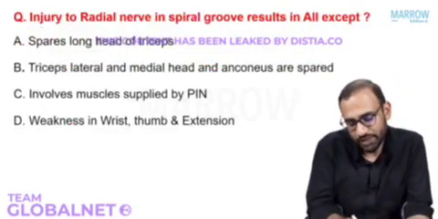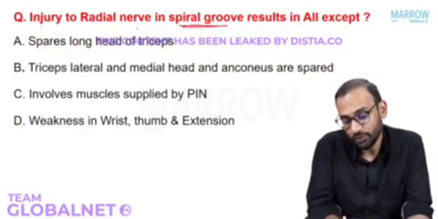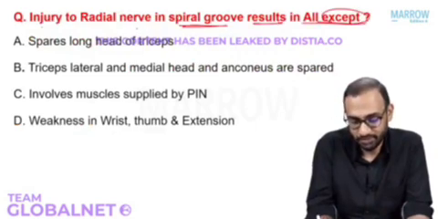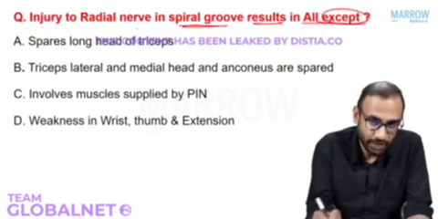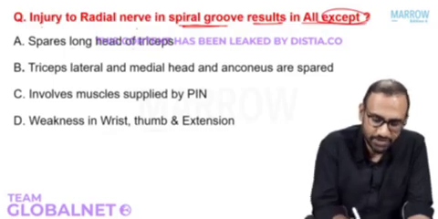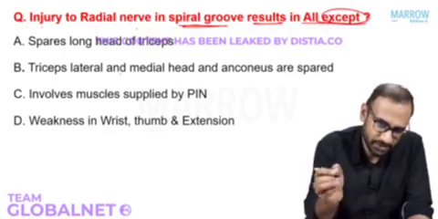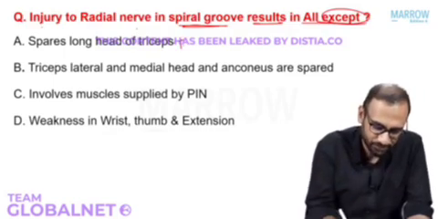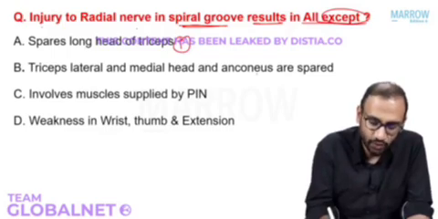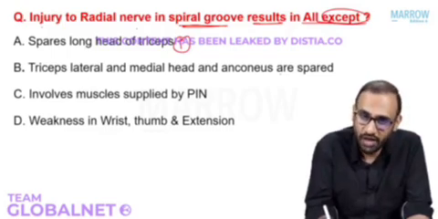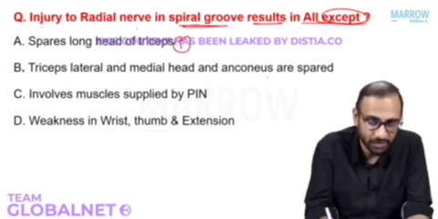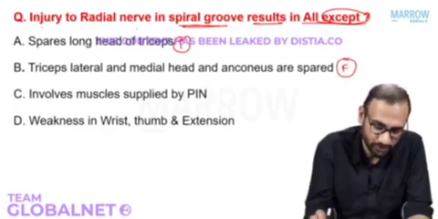Next question. Injury to the radial nerve in the spiral groove results in all except. Spares the long head of triceps. Yes, long head of triceps gets its supply in the axilla itself. Triceps, lateral and medial head and anconeus are spared? No. They are the branches that go out from the spiral groove. So this looks like a false statement, but we'll see.